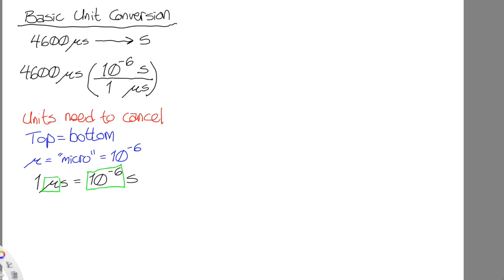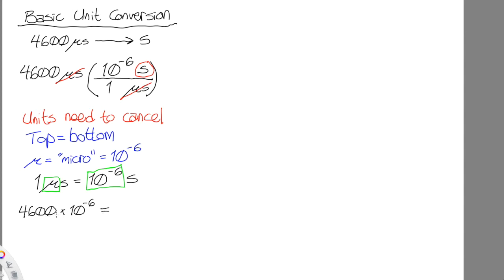But once we have everything plugged in there, now we can cancel our units. These microseconds cancel out, which means we did step 1 correctly. And all we're left with is seconds, which is good because that's what we want. So now all we need to do is multiply out all of the numbers in our conversion factor. So we have 4,600 times 10 to the negative sixth, and that will give us our answer.